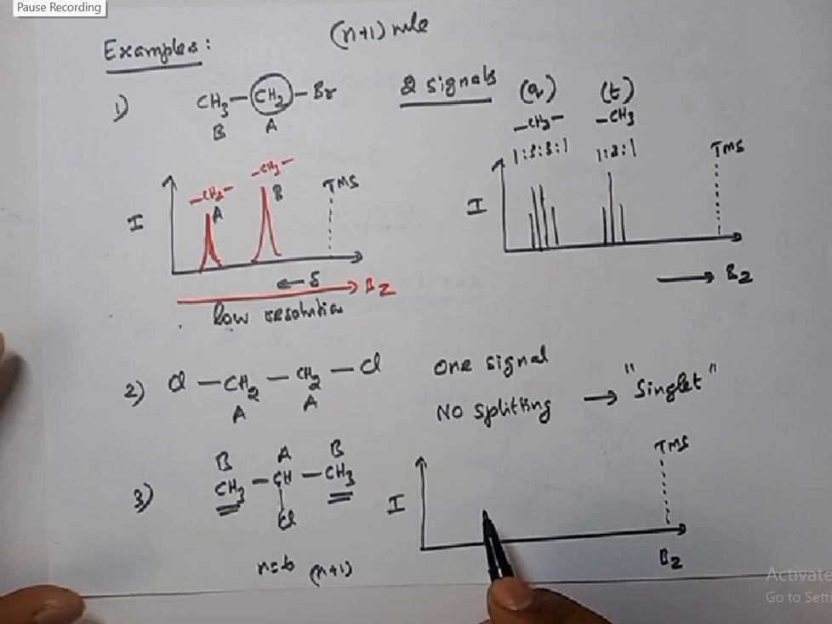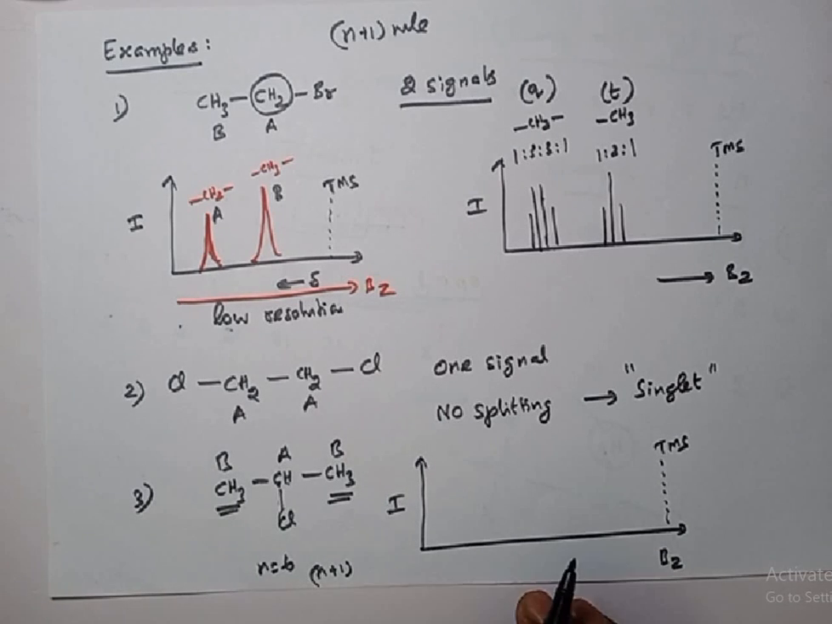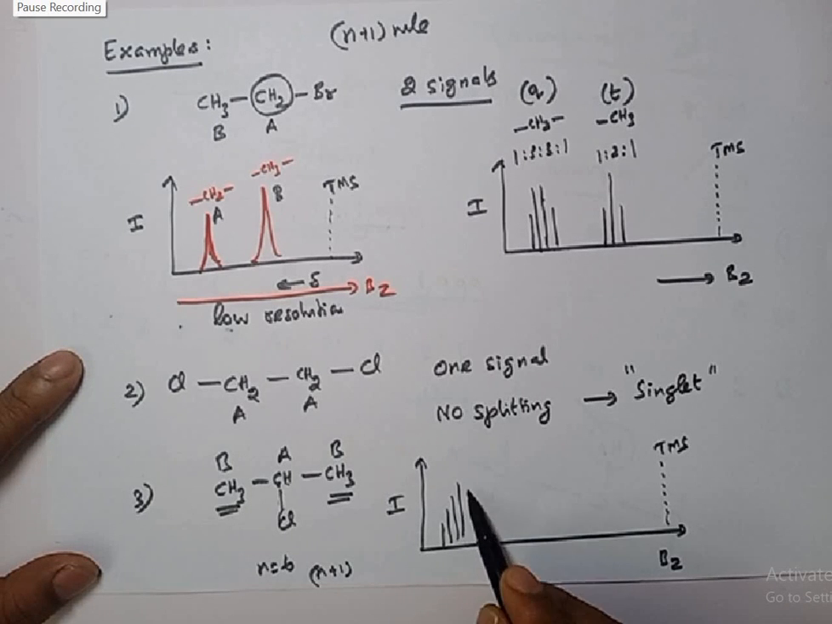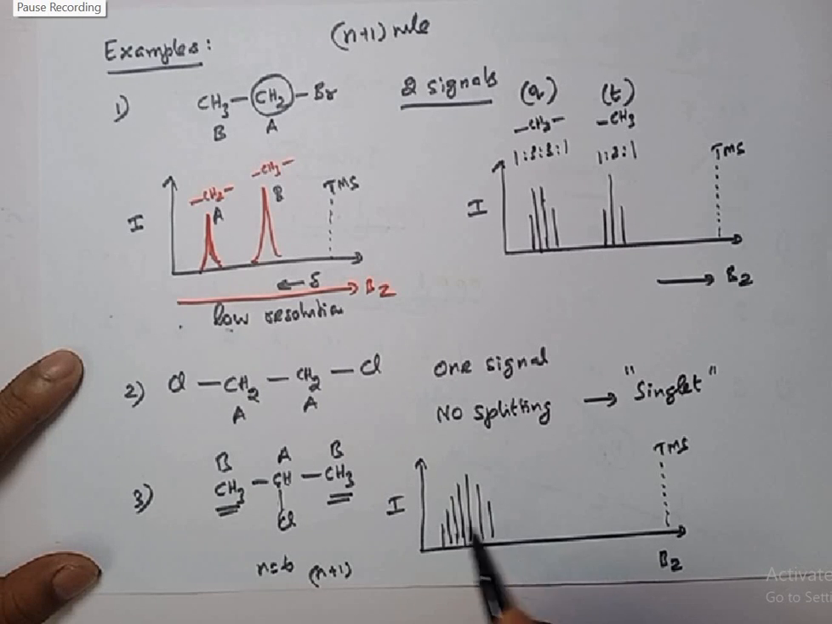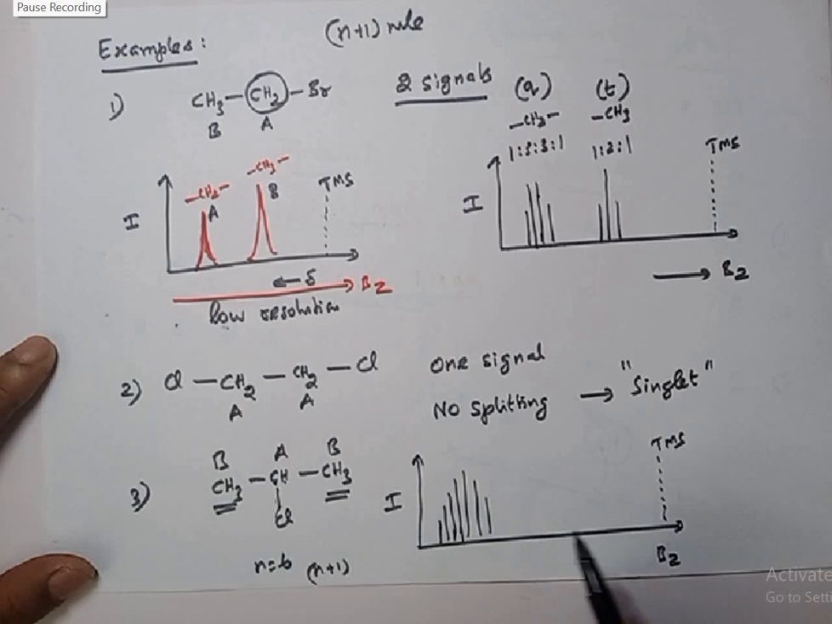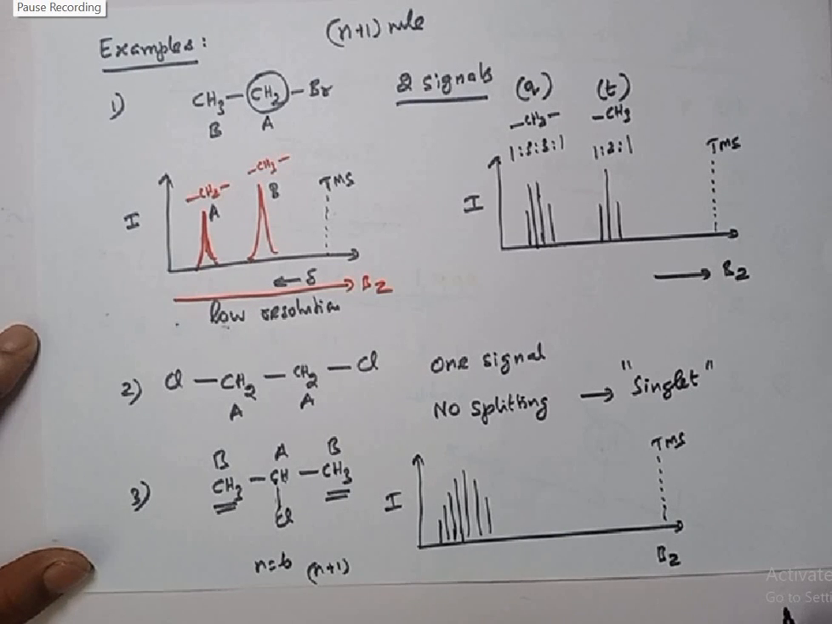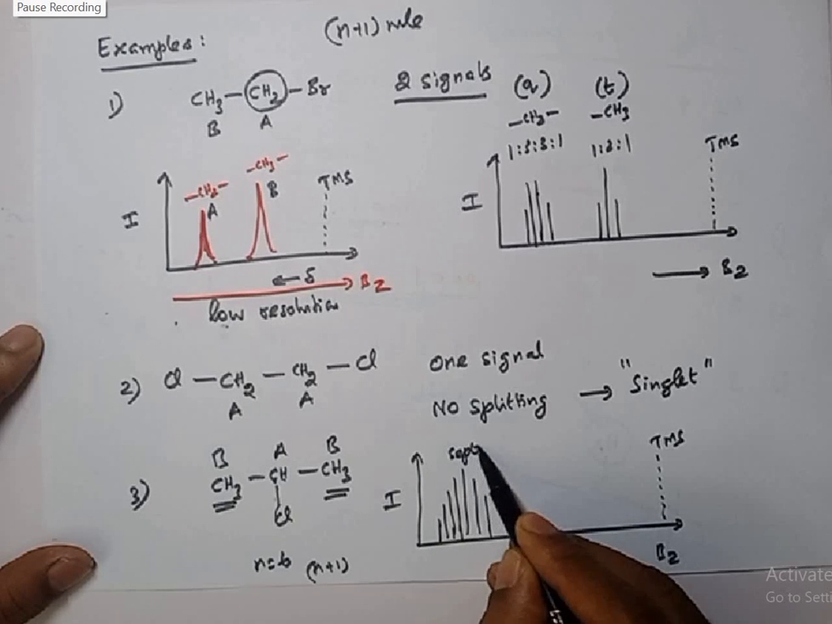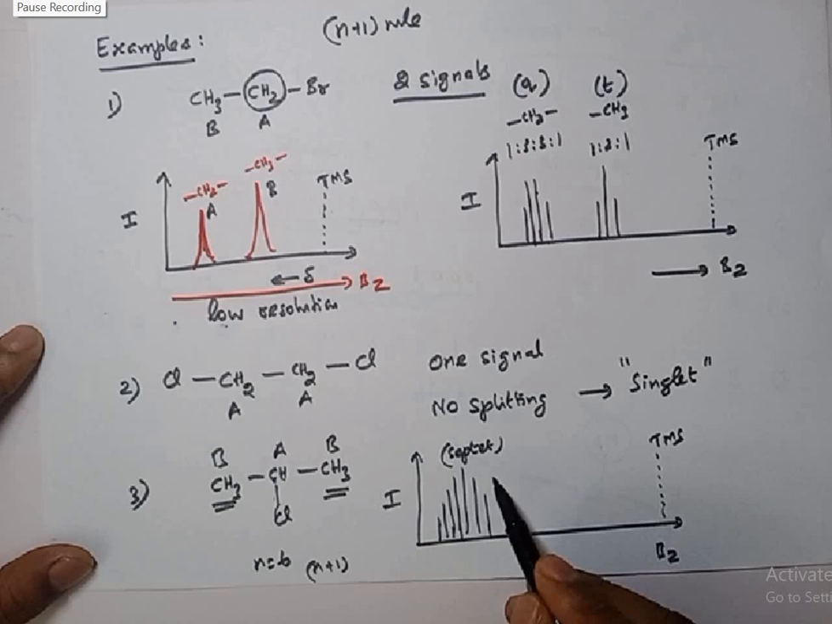Okay. We know the intensity ratio. If we apply the n plus 1 rule, we get actually 7 peaks. 1, 2, 3, 4, then 5, 6, 7, like that. I didn't draw perfectly, but we'll get 7 peaks. So we'll get a septet. Septet for which hydrogen? For the A protons. A proton signal is split into a septet.